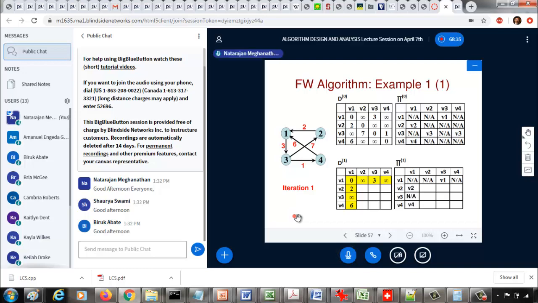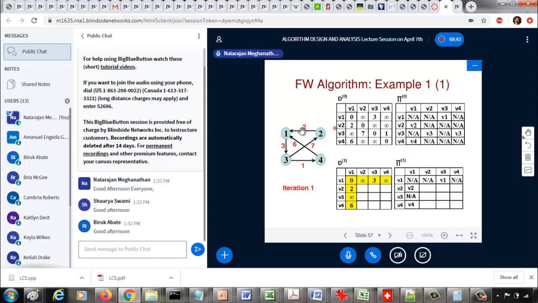So what we are really going to find is the shortest path between any two vertices. That's why we are going to have a two-dimensional matrix V1, V2, V3, V4 for the vertices. As I said, we are going to use two matrices. One is the distance matrix to keep track of the shortest path distances from one vertex to another vertex. And the other is the predecessor matrix to keep track of the predecessors for the shortest paths.